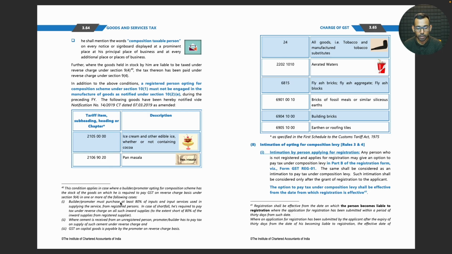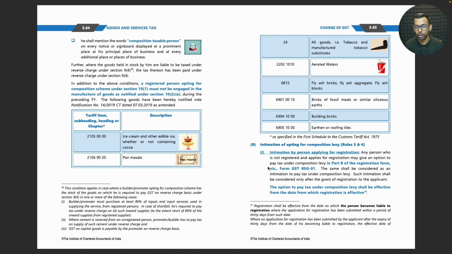Builder or promoter must purchase at least 80% of input and input services used in supplying the service from registered persons. In case of shortfall, he is required to pay tax under reverse charge on all such inward supplies to the extent short of 80% of the inward supplies from registered suppliers. Where cement is received from an unregistered person, the promoter or builder has to pay tax on supply of such cement under reverse charge, and GST on capital goods is payable by the promoter on reverse charge basis.